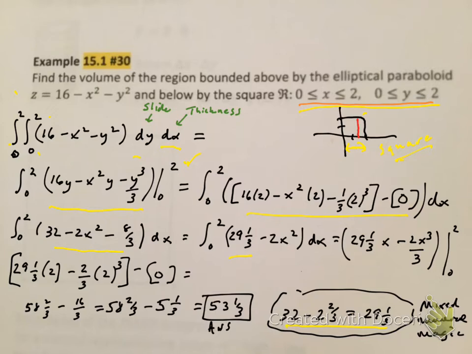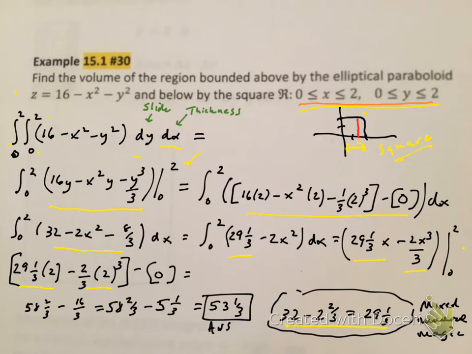So anyway, you get 29 1/3 minus 2x squared, and you want to integrate that. This is just going to be 29 1/3 x, and this is going to turn out to be 2/3 x to the third, and you've got to plug those boundaries in. Okay, move that up a little bit. When I plug those boundaries in, I end up with this number minus this number.